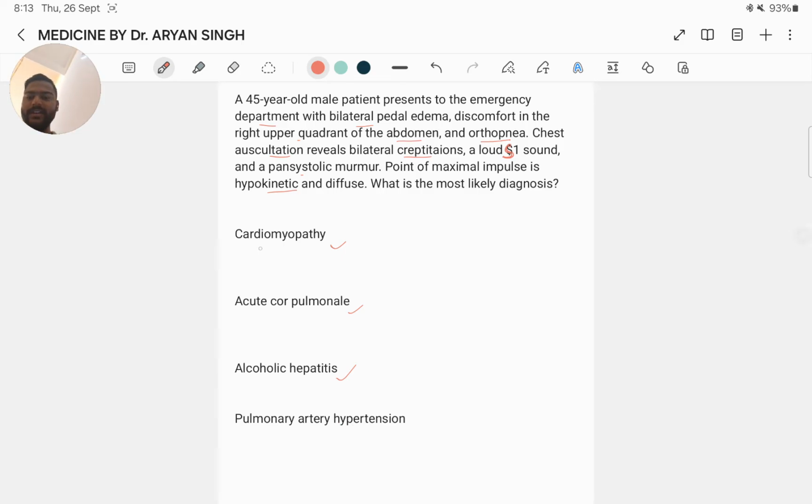Here the patient has cardiomyopathy, because the patient has findings of biventricular failure that would be seen in cardiomyopathy. That is the answer. Acute cor pulmonale is seen in massive pulmonary embolism. Alcoholic hepatitis does not present with heart failure, and pulmonary artery hypertension will not have lung crepitations, which are a feature of left ventricular failure.